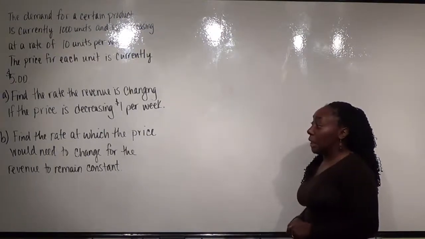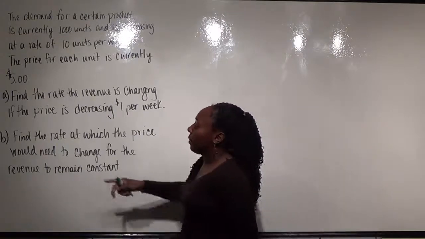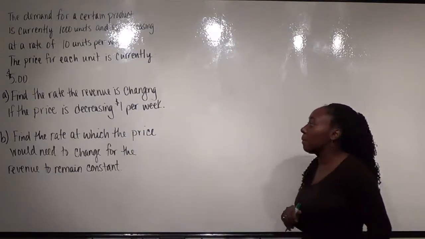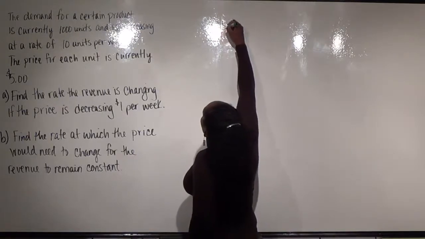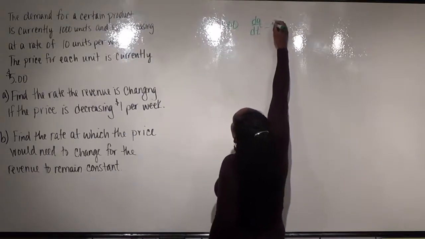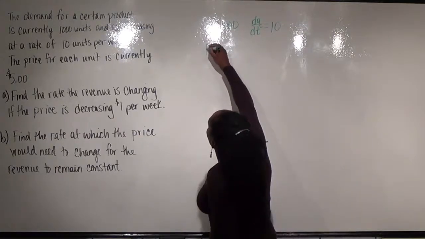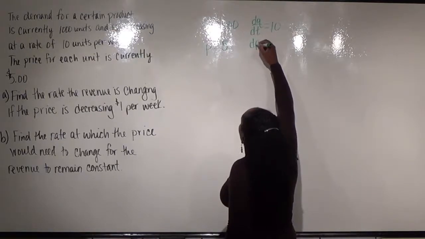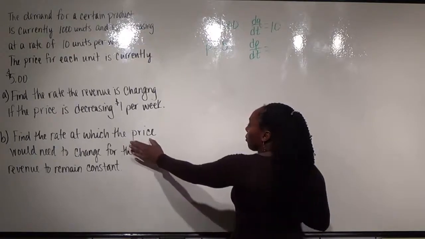So let's look at part B. In this case, we're going to have a very similar setup, except now we want to find the rate at which the price needs to change for the revenue to remain constant. So we're again going to start with our different variables. We know Q is 1,000, and we know the rate that the quantity is changing with respect to time is still 10 units. We have our price is $5, and the rate that the price is changing with respect to time, well, that's what we're trying to find in part B.